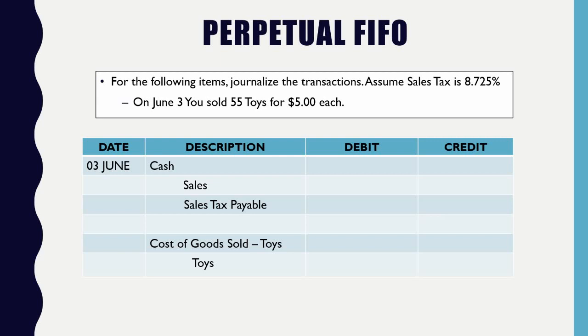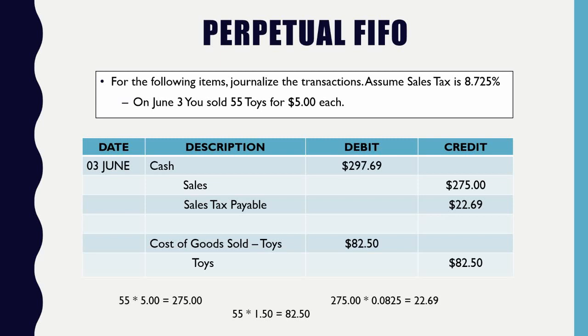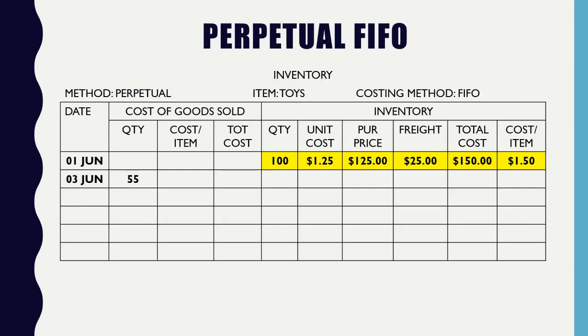Then scenario number 2 says, here on June 3rd, I sold 55 toys for $5 each. Okay? So here, I recognize that I made my sale, and here I need to update my inventory. Now, I don't know what it is just yet, but I've already calculated it for you. But here is how I solve for my cost of goods sold. I'm going to bring it to my cost of goods sold section right here. I know that I sold 55 units.